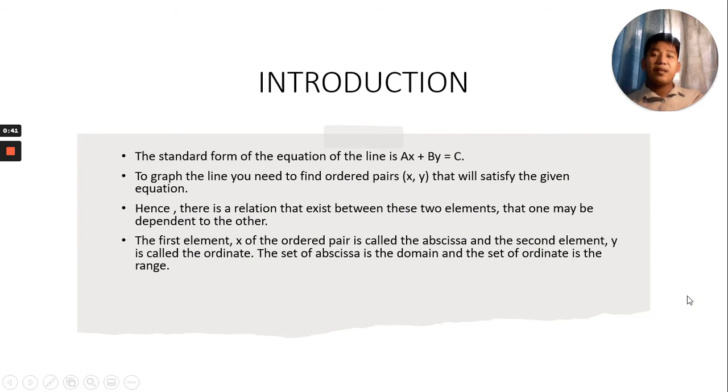The first element x of the ordered pair is called the abscissa. Recall? Okay. And the second element y is called the ordinate. So x, y: abscissa and ordinate. And the set of abscissas is the domain, and the set of ordinates is the range.